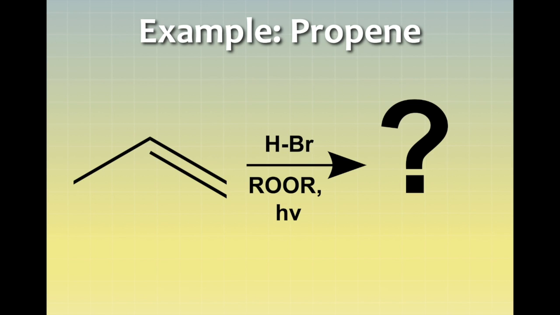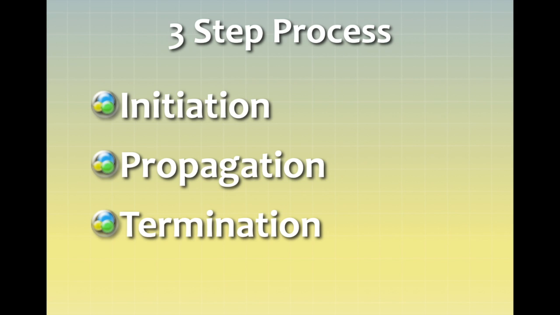Let's take this reaction with propene for an example. What happens when propene reacts with hydrobromic acid in the presence of a peroxide? Three steps can be outlined to describe this reaction. They include initiation, propagation, and lastly, termination.